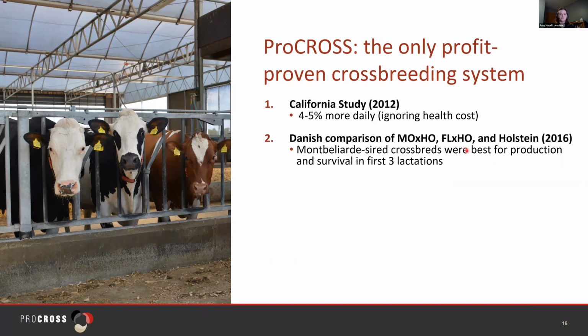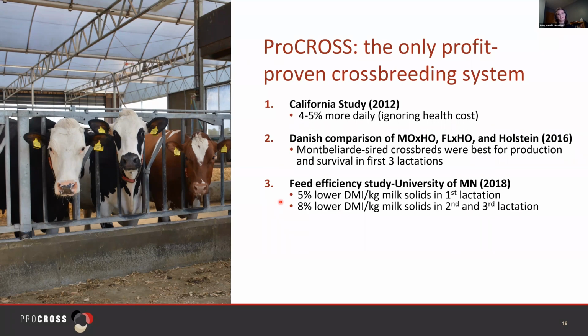Next, we did a comparison in Danish herds. It was a population level study comparing Montpellier and Holstein F1s, Fleckvieh by Holstein F1s versus Holsteins. And here we found that the Montpellier crossbreds were the best for production. They were also the best for survival amongst the three.